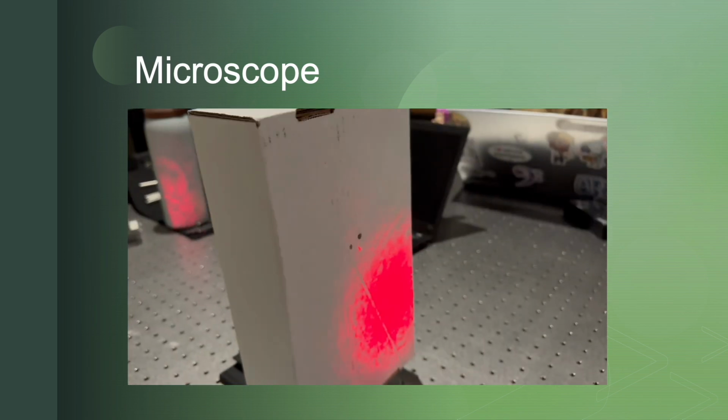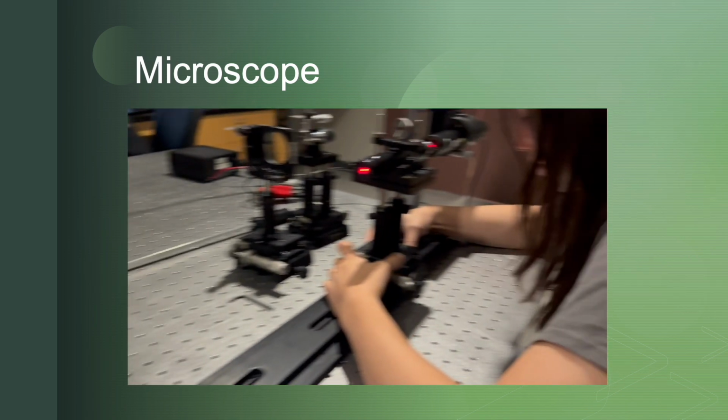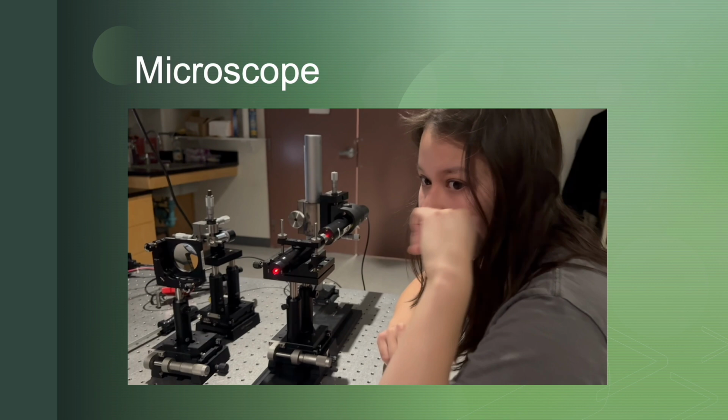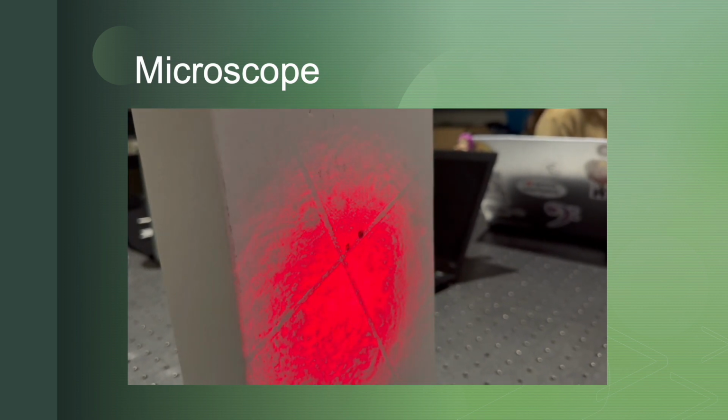We then aligned a microscope with a 20x objective to be used for precise position measurements of the knife edge. This high magnification was crucial for accurately detecting the beam's edge during the knife edge scan method, which we used to determine the beam radius at different positions. Proper alignment of the microscope ensures that the field of view is centered on the knife edge and that the focal plane coincides with the laser beam's path.